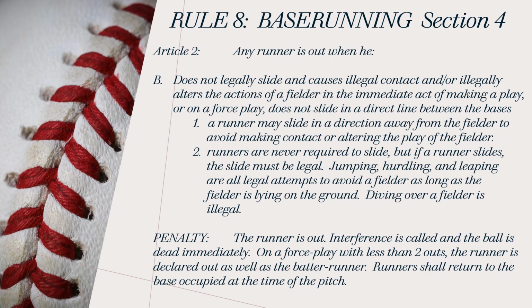Right, Section 4, Article 2. Continuing with, any runner is out when he does not legally slide and causes illegal contact and/or illegally alters the actions of a fielder in the immediate act of making a play, or on a force play, does not slide in a direct line between the bases. Right, so item 1, a runner may slide in a direction away from the fielder to avoid making contact or altering the play of the fielder.